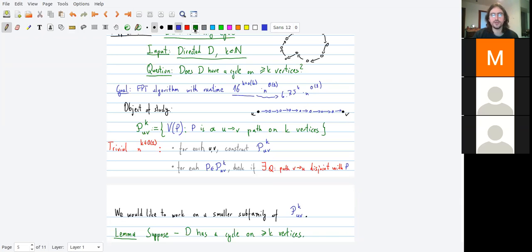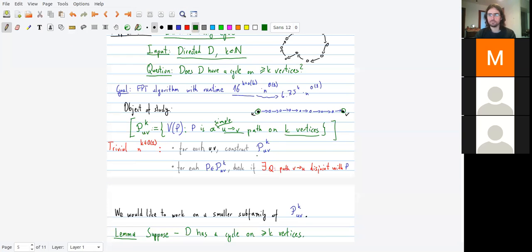So let our object of study be this family of paths. Essentially this is the same family that we have seen before, the family P_UV^K. This is the family of all the vertex sets of paths that go from U to V and have K vertices, and so paths looking like that. I start at U, I end with V, and I need to go through K different vertices in the middle. So a trivial n power K algorithm would be the following.